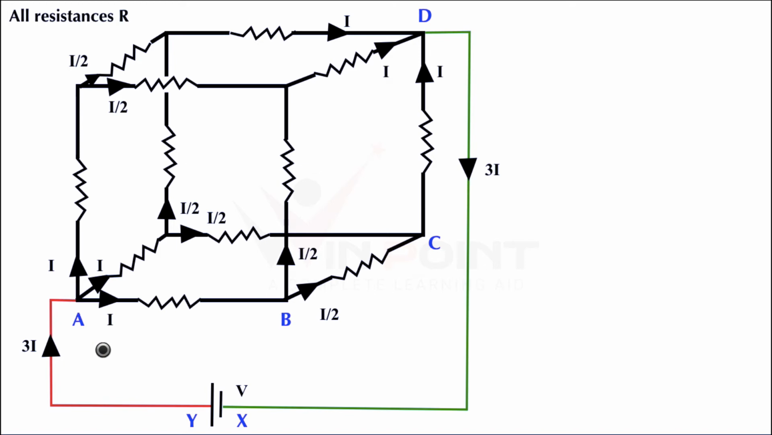We are considering two opposite points, which make a diagonal, right? I am going to apply the loop rule, Kirchhoff's second rule, in this mesh, in this loop. So the loop is A, B, C, D, X, Y, A. I am going to apply the loop rule. I am starting from here. I am starting my journey.